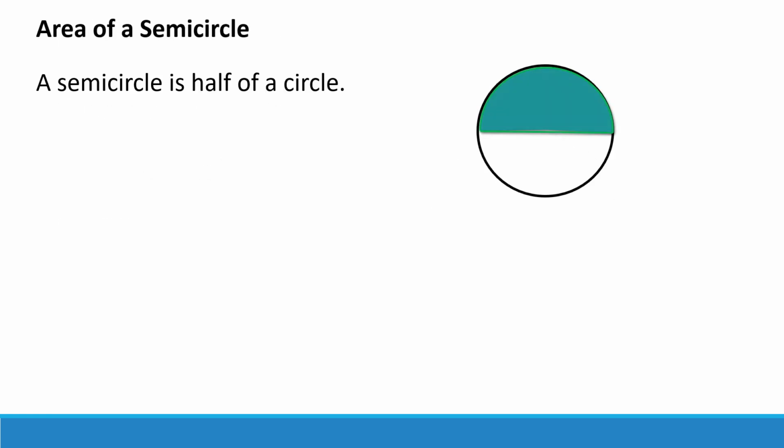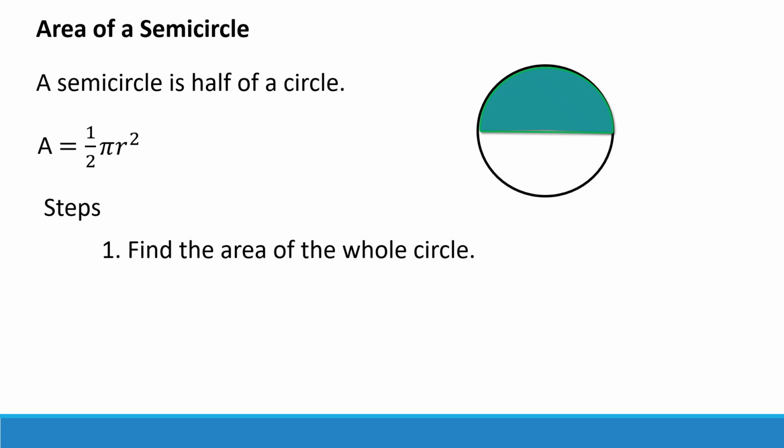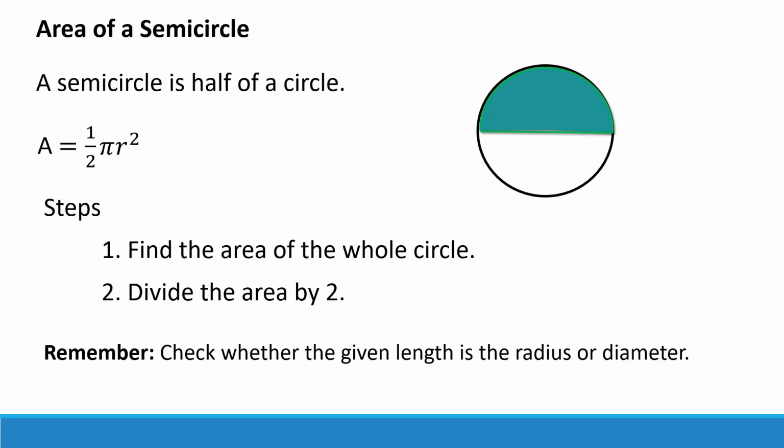A semicircle is half of a circle. To find its area, we use 1/2 times pi times the radius squared. First, find the area of the whole circle. Then, divide the area by 2. Remember to check whether the given length is the radius or the diameter.